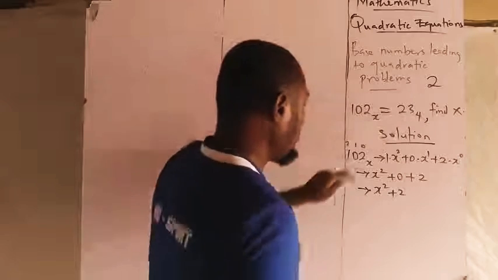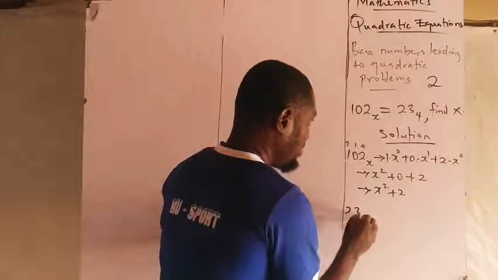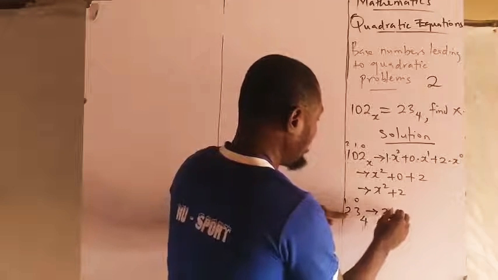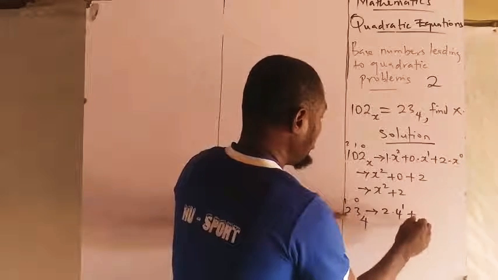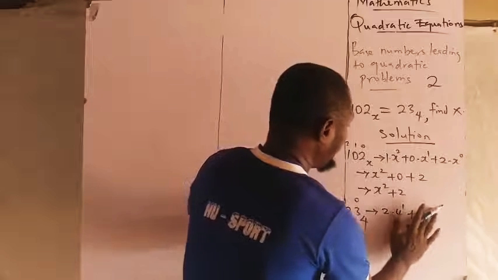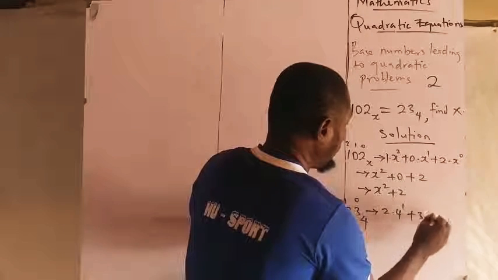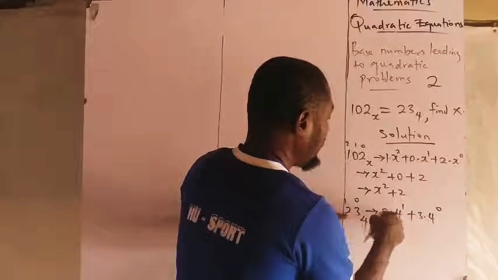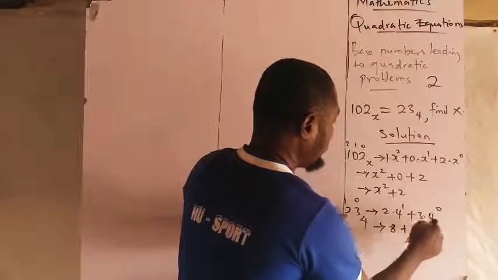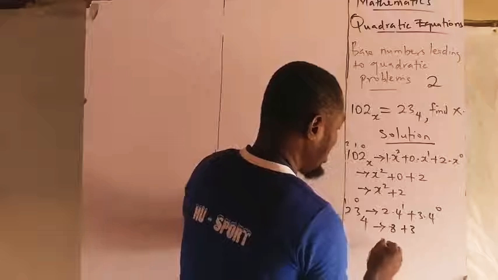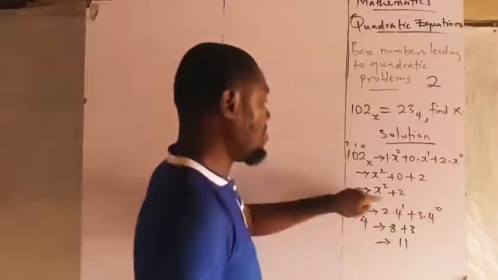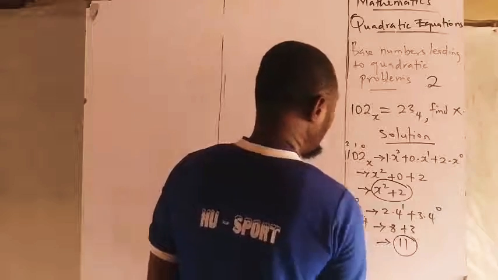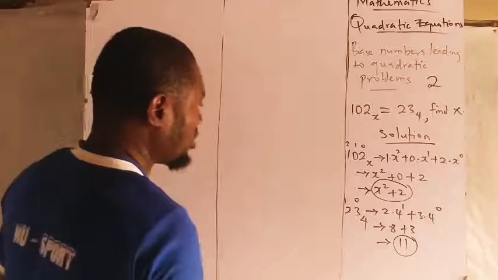I will also change this to base 10. 23 base 4, 0, 1. Crown your numbers. That will be 2 times 4 raised to power 1 plus 3 times 4 raised to power 0. That will be 4 times 2, that will be 8, plus 1 times 3, that will be 3, and our answer will be 11. So these two numbers are now in base 10. I can now equate them and solve the problem.